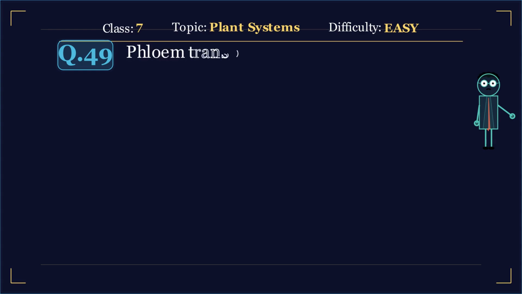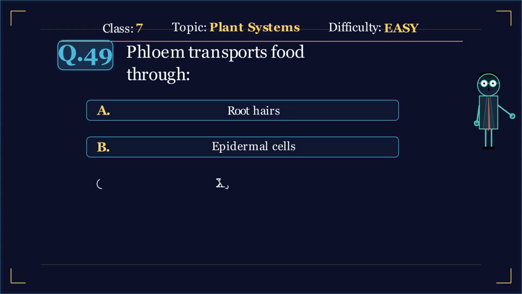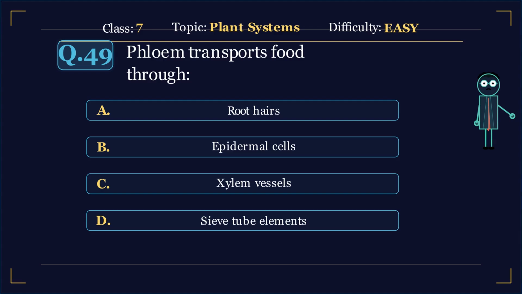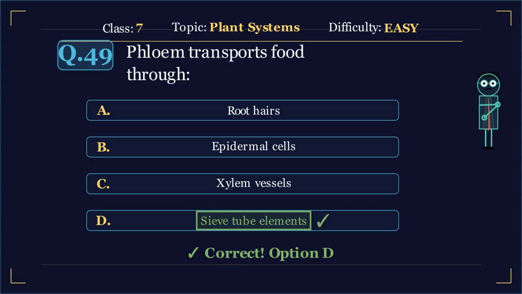Question 49. Phloem transports food through. Option A, root hairs. Option B, epidermal cells. Option C, xylem vessels. Option D, sieve tube elements. The correct answer is option D.